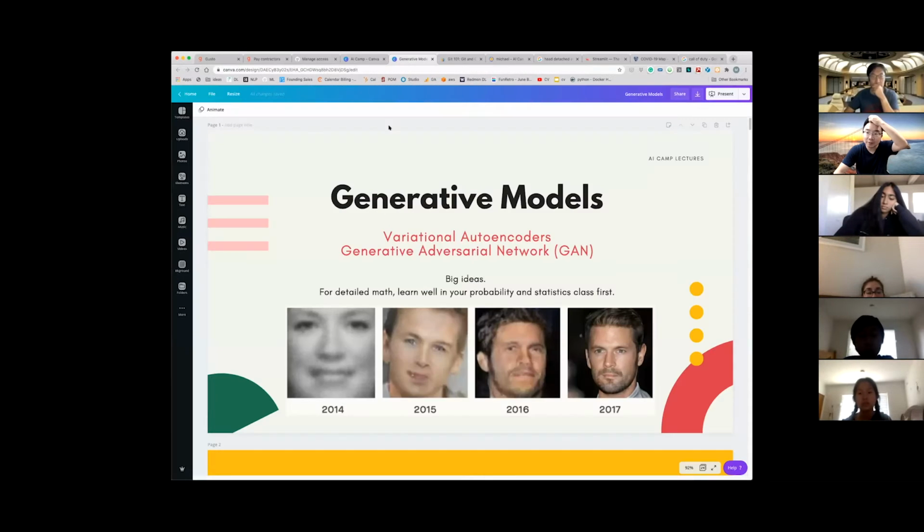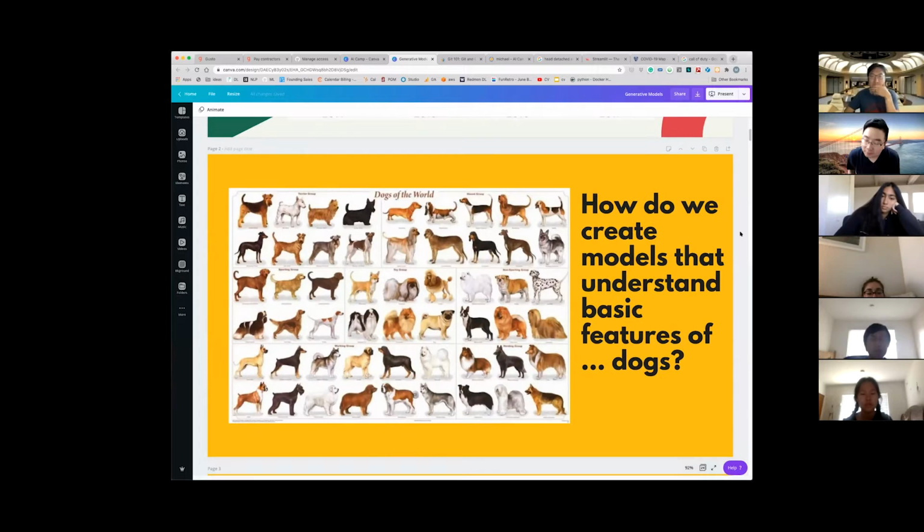Let's scale back a little bit, okay? Let's try to stay with the lecture. Yeah, so maybe one of the ways to think about this idea is how do we create models that understand basic features of dogs? If you want to generate some, you have to understand the different features of dogs first. And dogs come with all kinds of varieties.